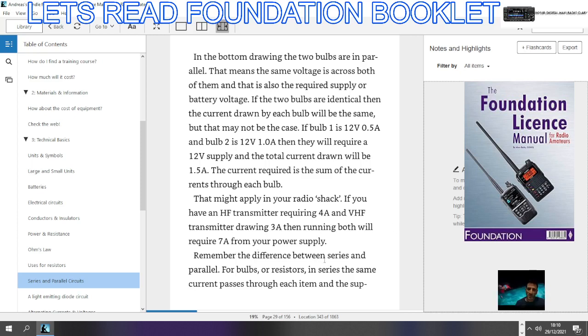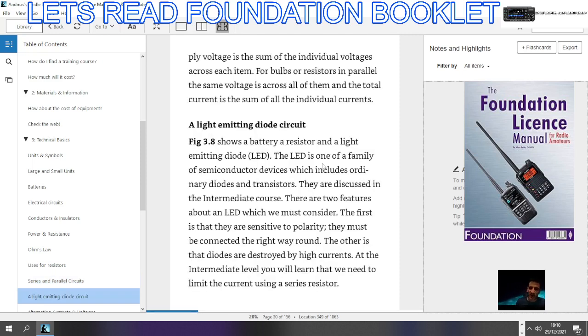Remember the difference between series and parallel. For bulbs or resistors in series, the same current passes through each item, and the supply voltage is the sum of the individual voltages across each item. For bulbs or resistors in parallel, the same voltage is across all of them, and the total current is the sum of all the individual currents.